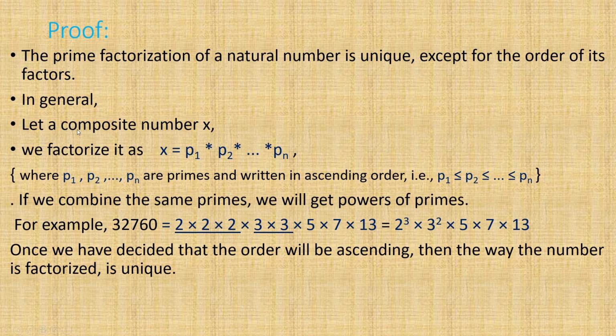In general, let the composite number be x. We will take the composite number x. We factorize it as x equals p1 into p2 into and so on pn, where p1, p2 and so on pn are all prime factors. Written in ascending order, that is p1 is less than or equal to p2 is less than or equal to and so on pn. Okay, these are the prime factors. If we combine the same primes, we will get the powers of the primes.